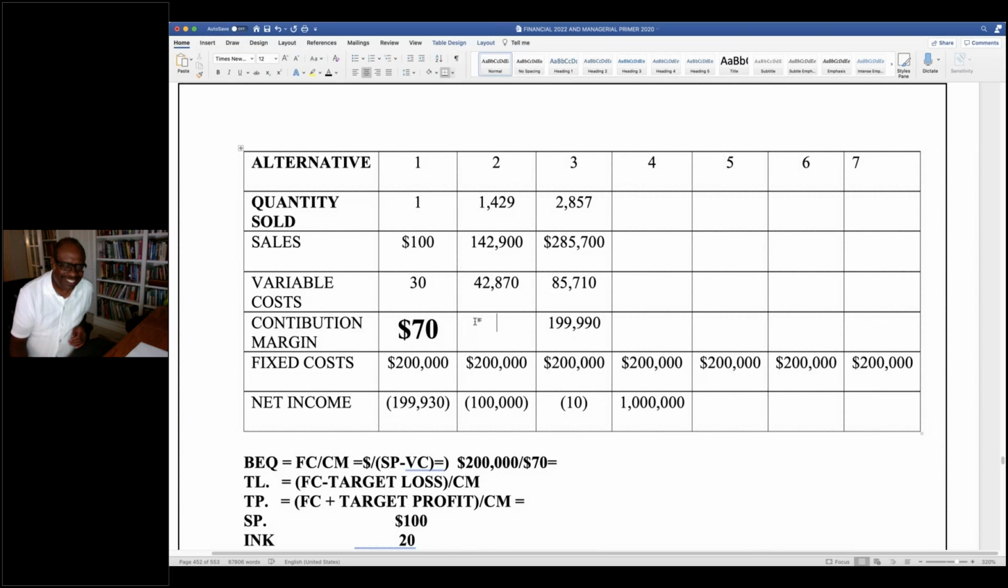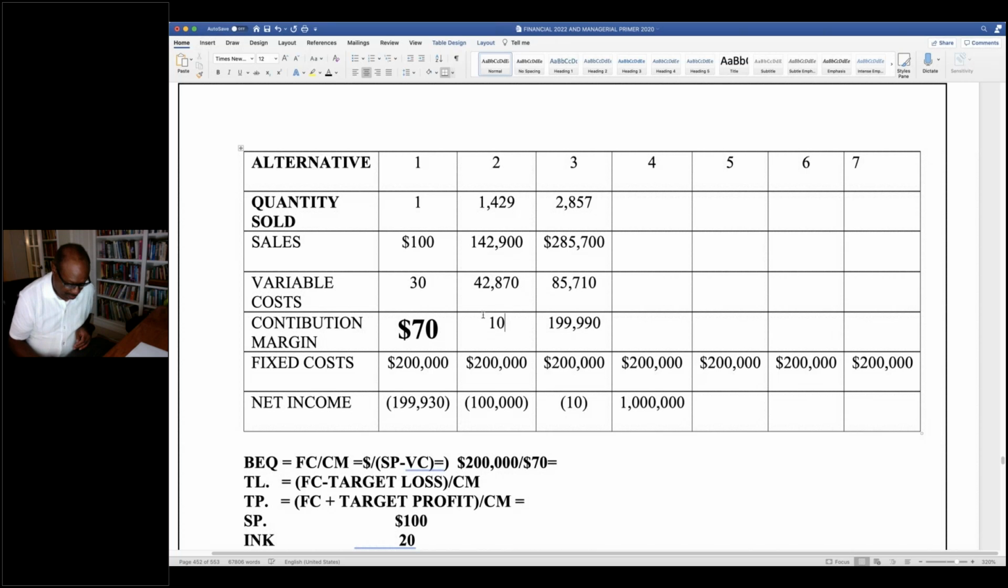Wait, can you say how you got the quantity again? I keep forgetting how to get the quantity in the first place. Using this formula, I got 100,030. On the target loss, it's going to be fixed cost 200 minus this loss 100. So 100,000 divided by 70. So for the contribution margin, how much is it?